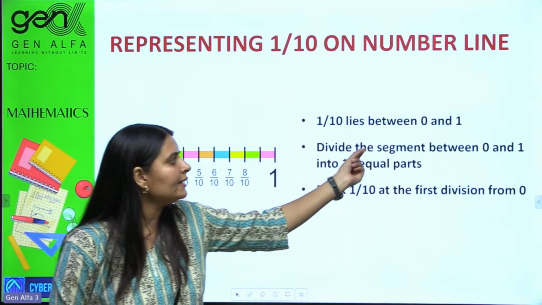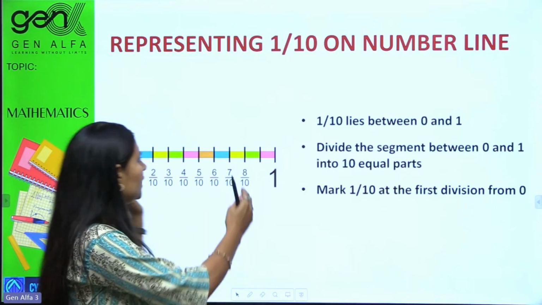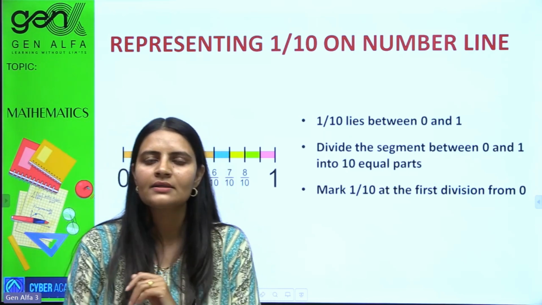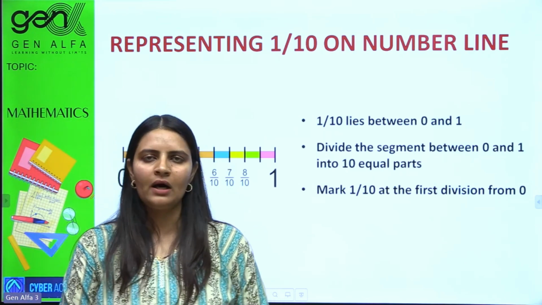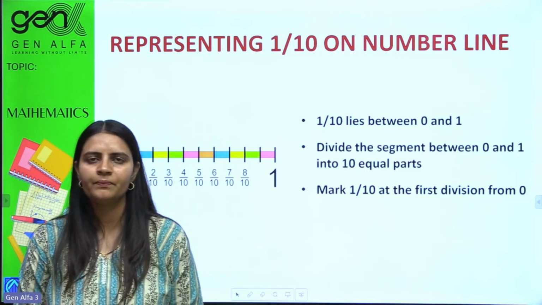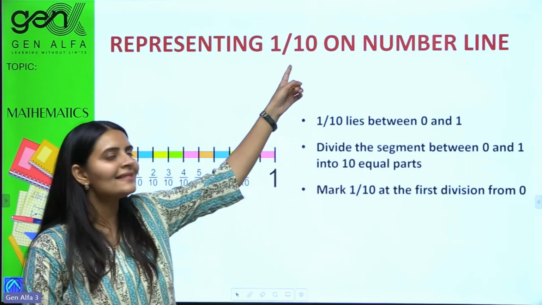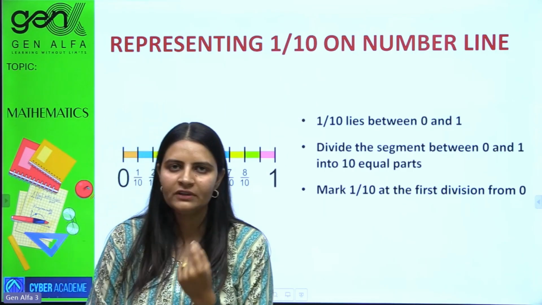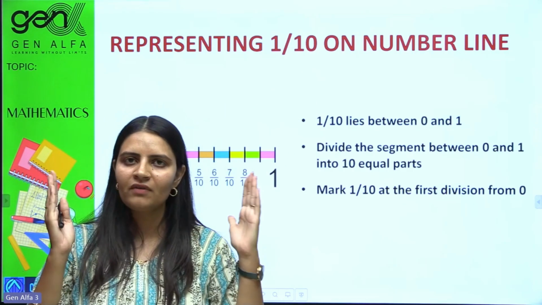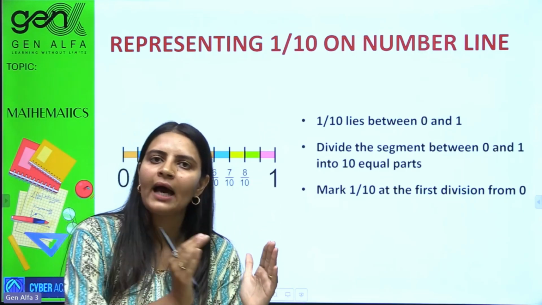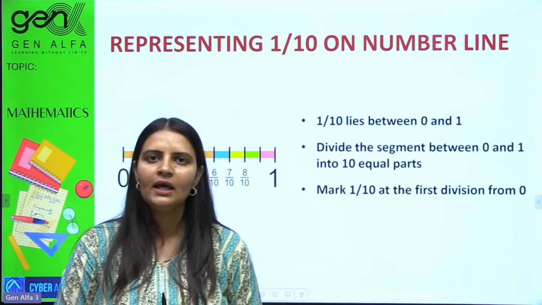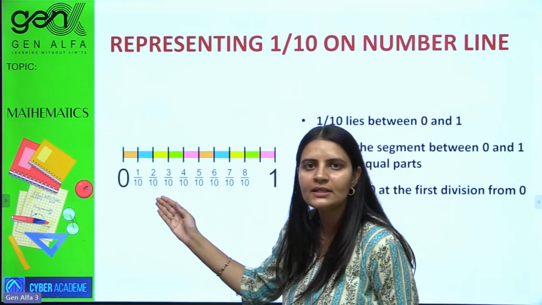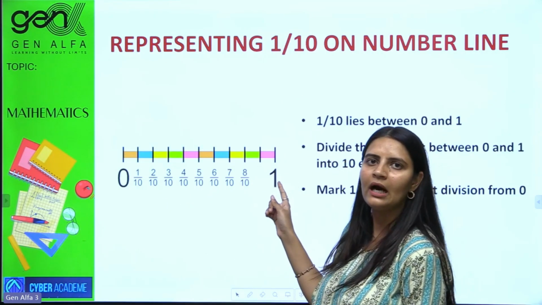Now, divide the segment between 0 and 1 into 10 parts. Why into 10 parts? What do you think about it? Because the denominator is 10. Whatever the denominator is, we have to divide our segment into that many parts. So you just divide the number line into 10 parts, and the 10th part would be our 1.